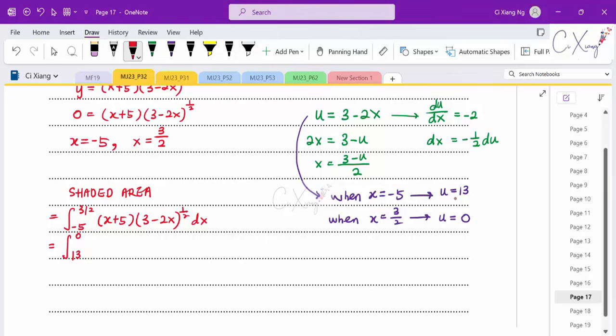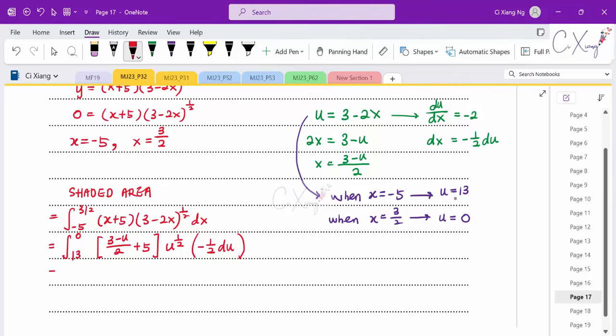So what is the value for x plus 5? To get it, you substitute x with (3 minus u) over 2, because x equals (3 minus u) over 2, then you put a plus 5 here. Then what happens to (3 minus 2x) power half? 3 minus 2x is u, so you can write it as u power half. Then what is dx here? You know it equals -1/2 du, so I multiply with -1/2 du at the back. Now you can see very clearly that I changed everything related to x into u.